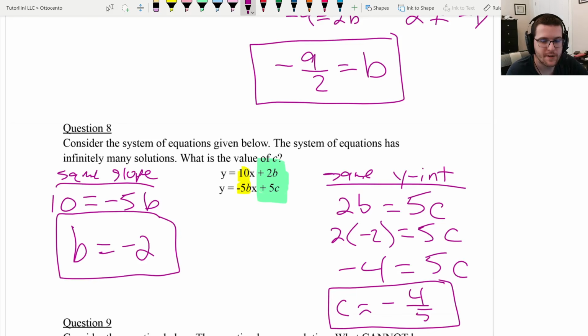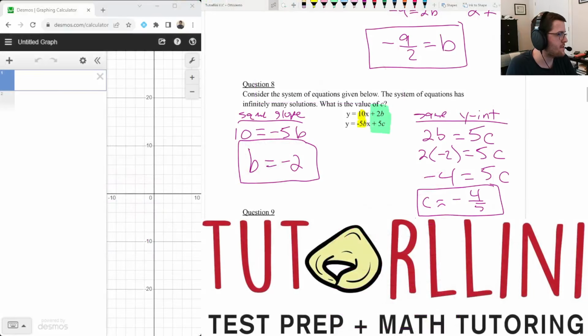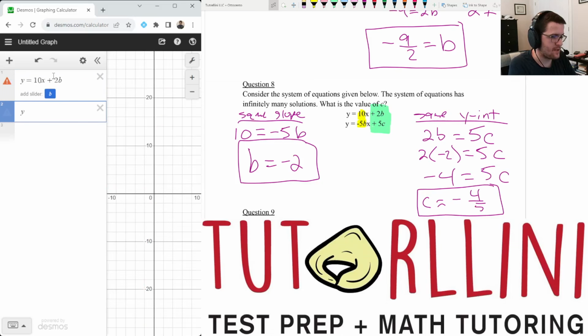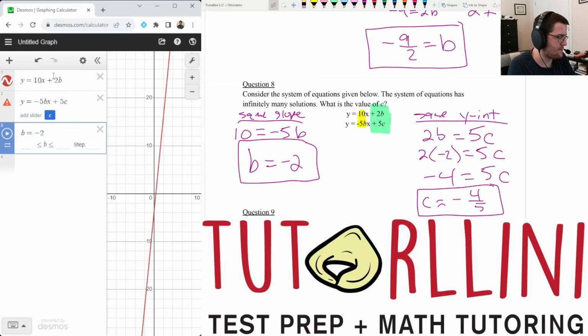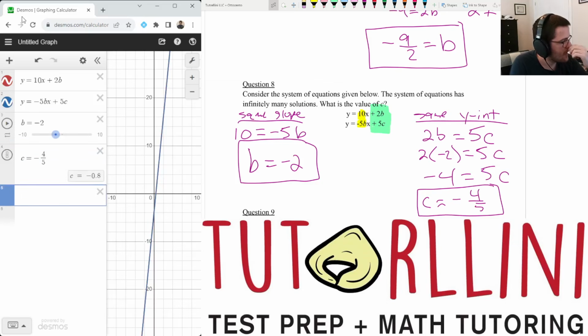Let's go over here and see if that is correct. So we're going to type it in exactly as written, y equals 10x plus 2b. And then we're going to do y equals -5bx plus 5c. And then we're going to do b equals -2, and c equals -4/5. And it seems that the second line perfectly replaces the first, so that means it has infinitely many solutions, so we must have done a good job.